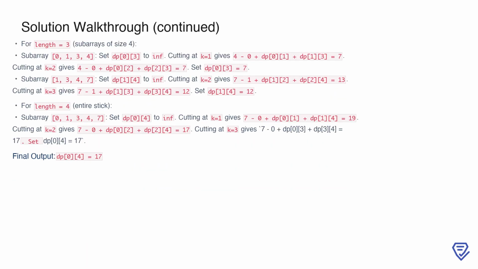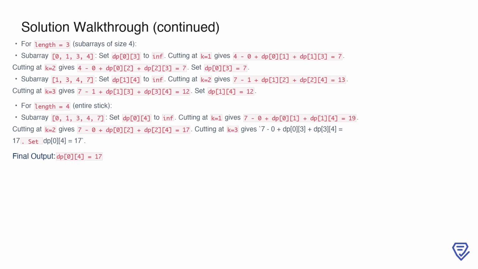Now, we extend the subarray length to 4, corresponding to length equals 3. For the 0, 1, 3, 4 subarray, we calculate the cost of cutting at each possible position. Cutting at position 1 gives a cost of 4 minus 0 plus the costs of the smaller subarrays, resulting in 7. Similarly, cutting at position 3 also gives a cost of 7. We take the minimum of these values and update dp[0][3] to 7. For the 1, 3, 4, 7 subarray, cutting at position 3 results in a cost of 12, while cutting at position 4 gives a cost of 13. The minimum value, 12, is stored in dp[1][4].